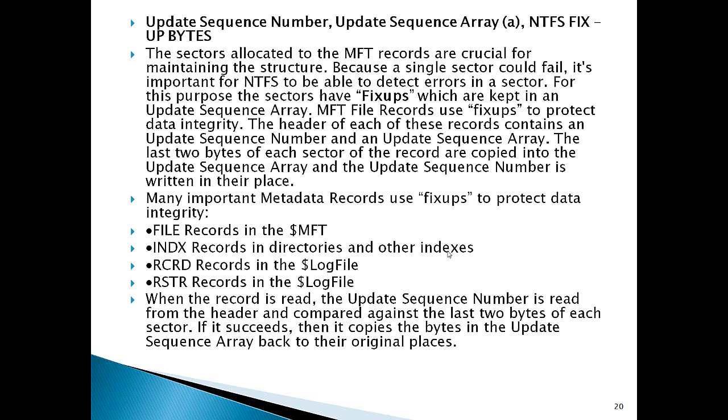Many important metadata records use fix-up to protect data integrity. File records in the MFT, INDX records in directories and other indexes, RCRD records in the log file, RSTR records in the log file. When the record is read, the update sequence number is read from the header and compared against the last 2 bytes of each sector. If it succeeds, then it copies the bytes in the update sequence array back to their original places.